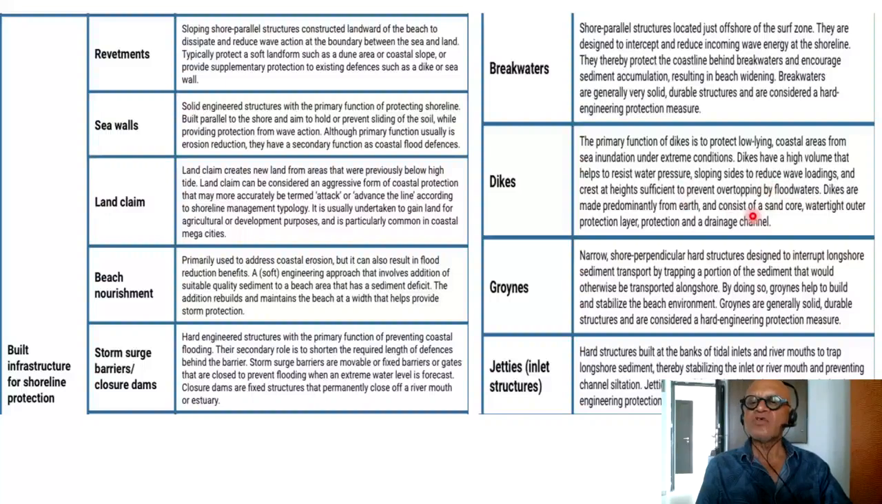Dikes have a high volume that helps to resist water pressure, sloping sides to reduce wave loadings, and crest heights sufficient to prevent overtopping by floodwaters, and so on.